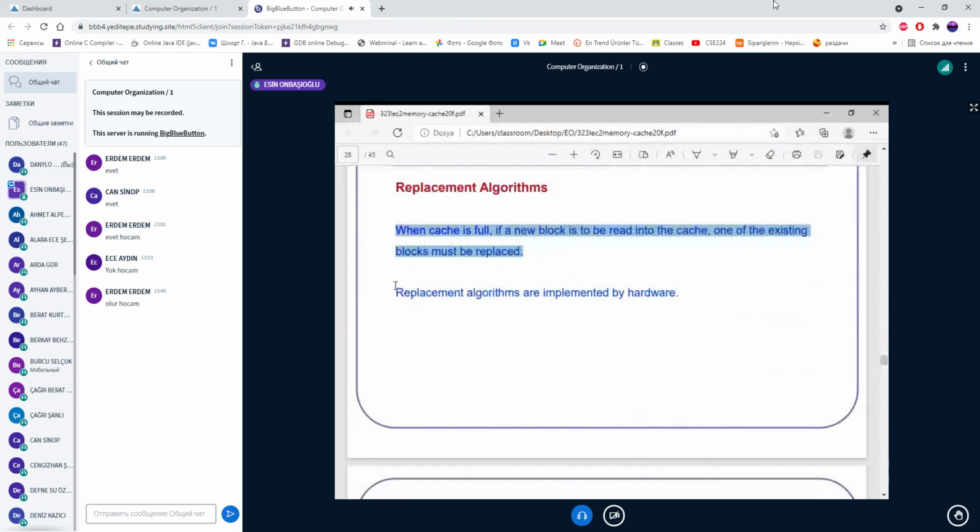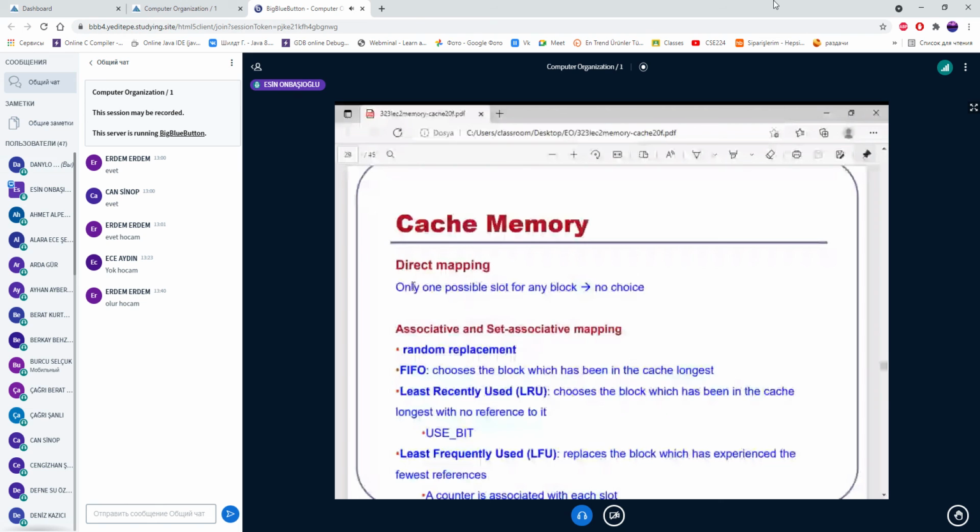And the replacement algorithms are implemented by hardware. So which one will be replaced? This selection is done by the hardware. So in direct mapping, there is no replacement because each block is mapped to a specific cache line. Now, in associative and set associative mapping, I already explained first in, first out. First in, first out chooses the block which has been in the cache the longest time. So the first one that is brought into the cache is the first one to be replaced.